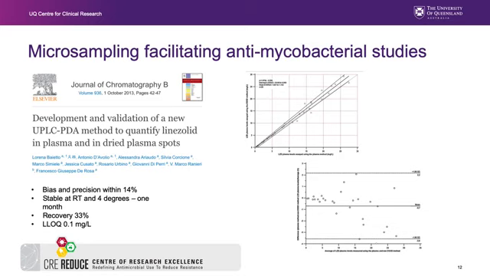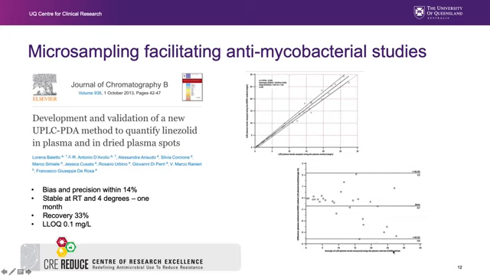I mentioned earlier the dry plasma spots. This is a group who've been working on quantifying linezolid in both plasma and dry plasma spots. I'm just looking at their validation. You can see here the precision and bias is within 14%. They had room temperature and 4-degree stability for 1 month, and a low recovery. And this isn't a requirement. There is no level that's acceptable, but the higher the recovery, the more likely you are to get a reliable result. But their LLOQ of 0.1 milligrams per litre was certainly sufficient for the levels they were looking at.